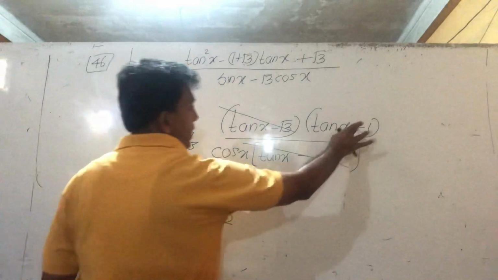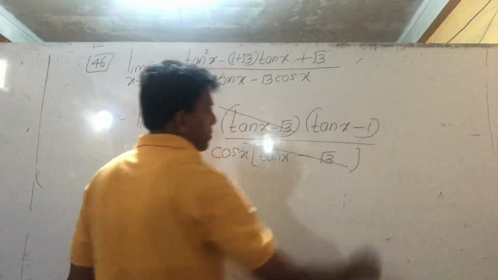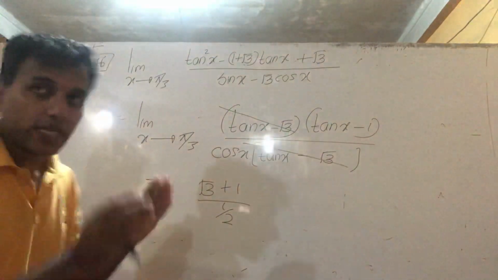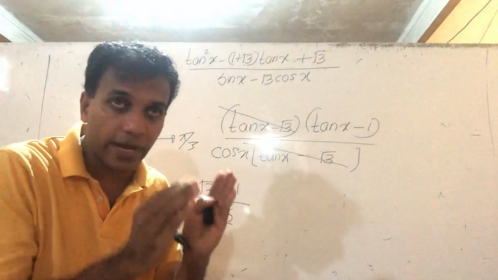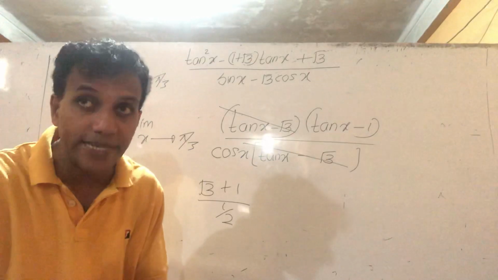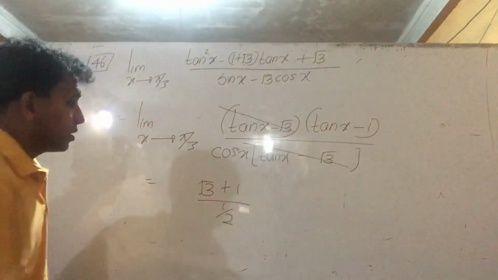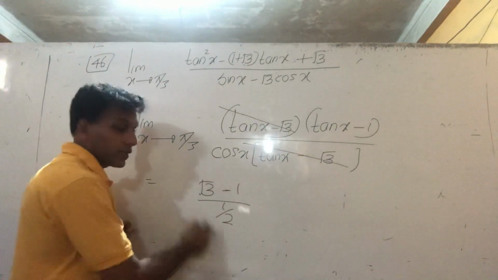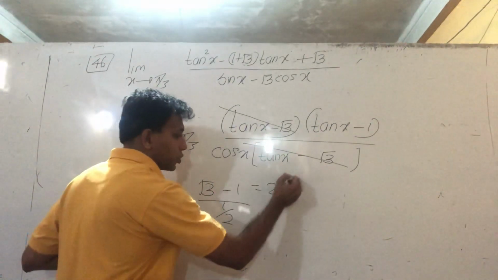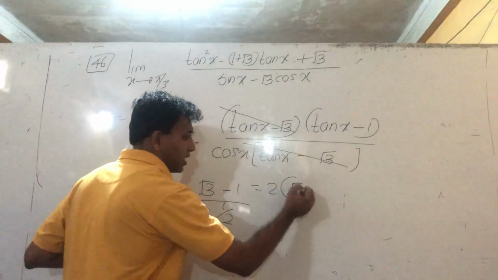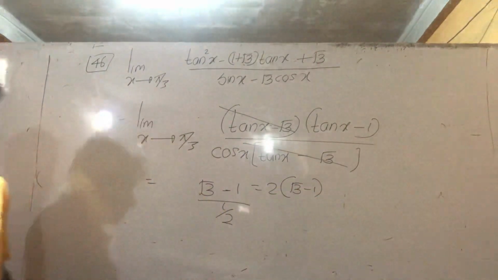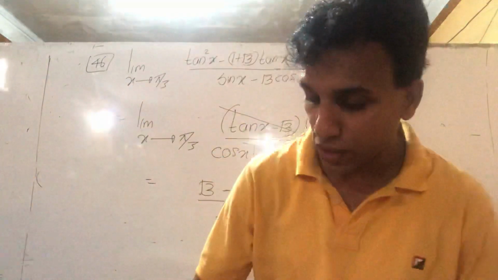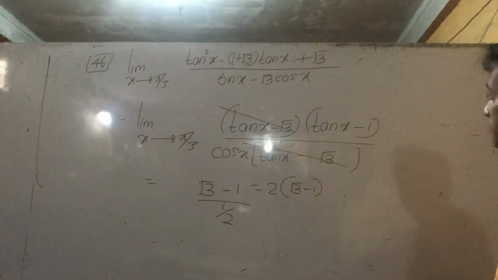No, I missed a minus here. Check that, because minus into minus plus root 3, minus 1. I told you, x minus alpha into x minus beta. See that? Therefore it is root 3 minus 1. So the final answer, take the 2 up: 2 into root 3 minus 1. This limit problem can be solved using factorization and we can get to the answer.